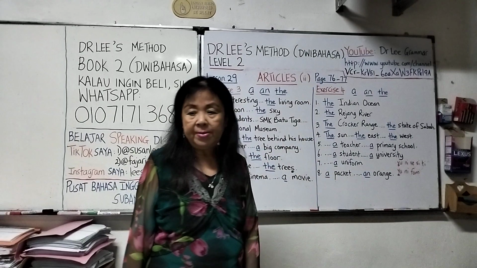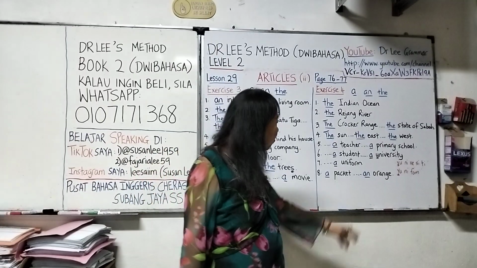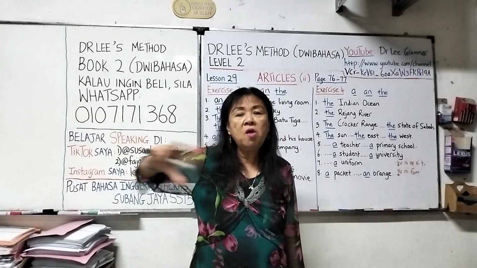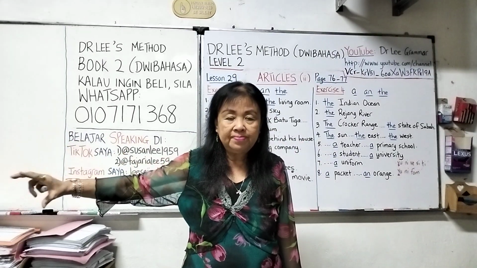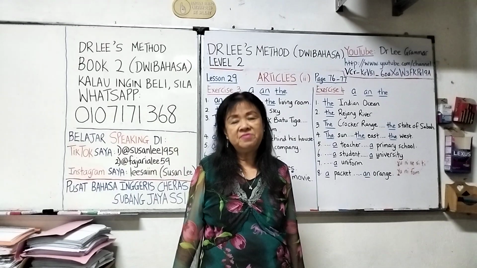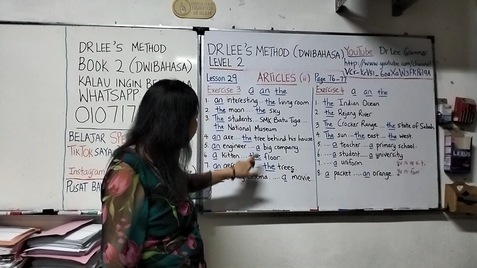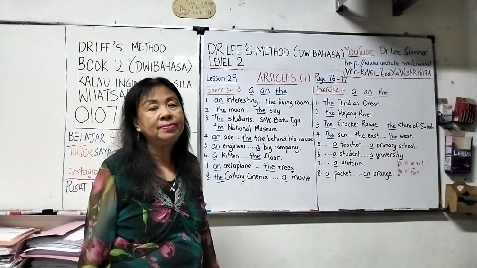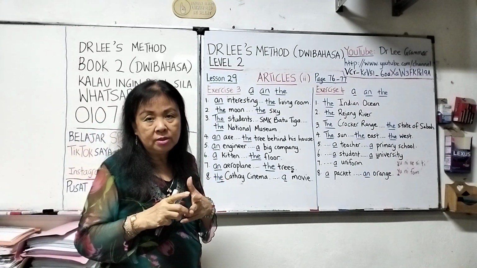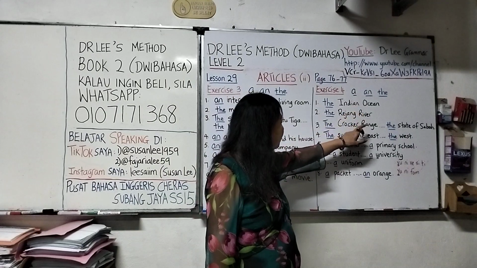Okay? Number 3. The Crocker Range is situated in the state of Sabah. Another one is range. What is a range? A range is a row of mountains. The Crocker Range. Range, big R, yes, you must put "the" in front. So you see, ocean, river, range. Here, cinema, museum, or most important, I would say national. You put the national park, the national museum, the national language, Bahasa Melayu. You put the national language. And then ocean, river, range.